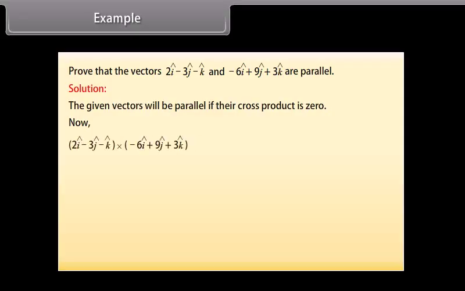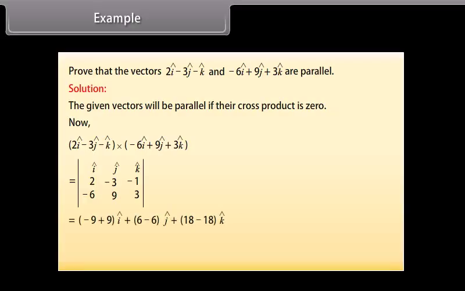Now, (2î minus 3ĵ minus k̂) cross (minus 6î plus 9ĵ plus 3k̂) equals the determinant, row-wise: first row î, ĵ, k̂; second row 2, minus 3, minus 1; third row minus 6, 9, 3. That is minus 9 plus 9 î plus 6 minus 6 ĵ plus 18 minus 18 k̂ equals 0. Hence proved.